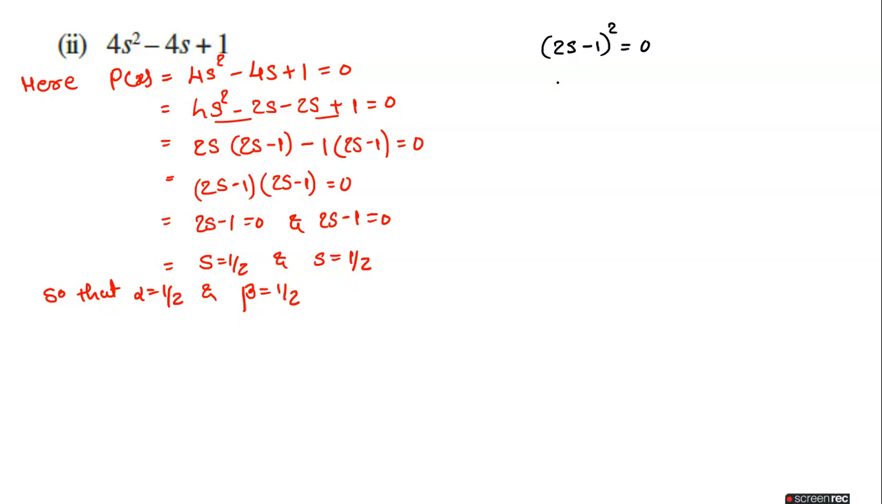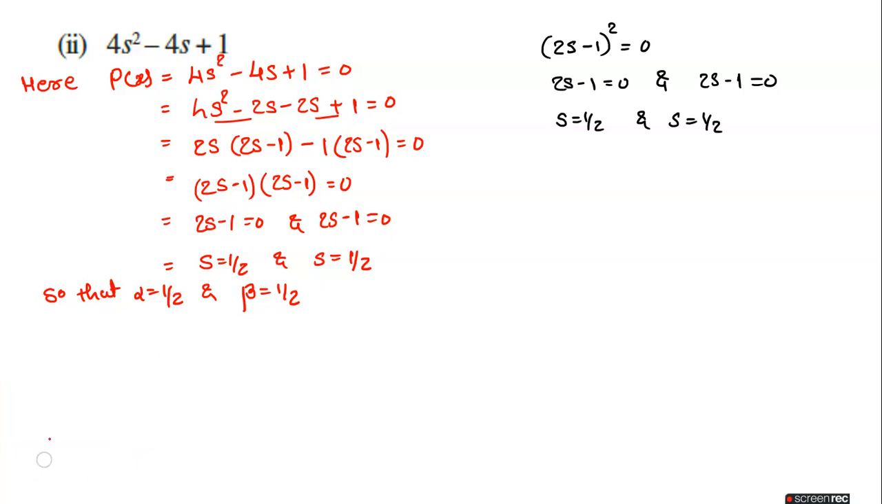Again the same answer you will get. 2s minus 1 is equal to 0, and again 2s minus 1 is equal to 0, so s is equal to 1 by 2, again s is equal to 1 by 2. See, by another method, the perfect square method, again you got the same answer. Okay, now back to the point. Here alpha is equal to 1 by 2, beta is equal to 1 by 2.